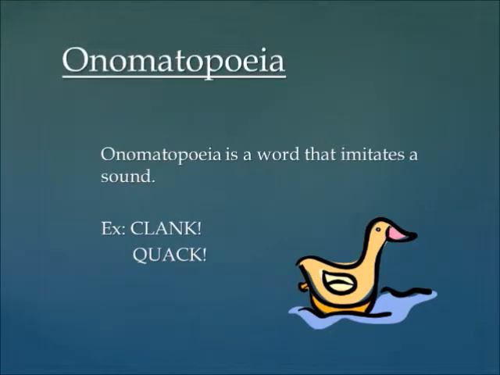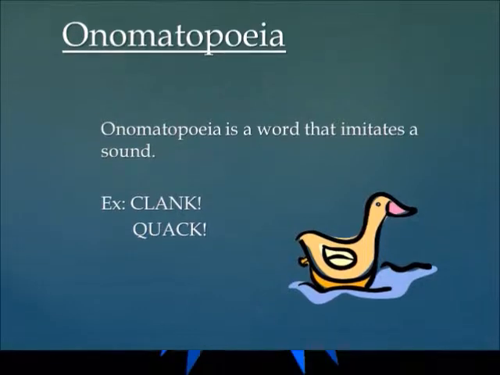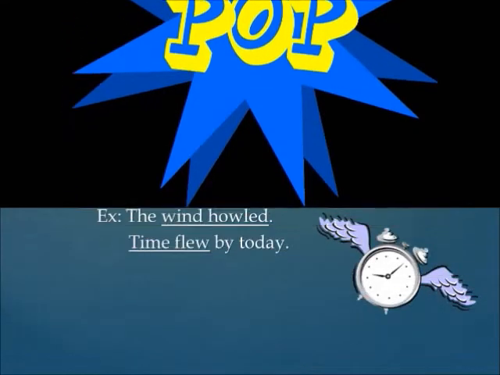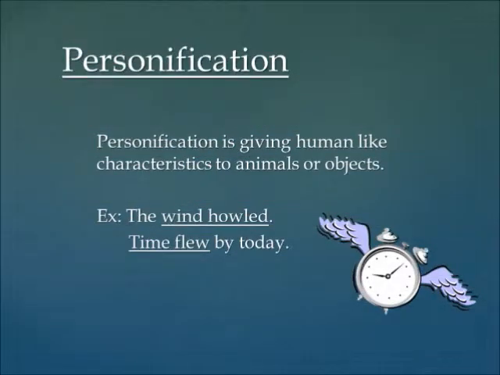Onomatopoeia. An onomatopoeia is a word that imitates a sound. These include animal noises. For example, clank. Another example is quack. One more example is pop. Personification is giving human-like characteristics to animals or objects. The wind howled. Time flew by today.